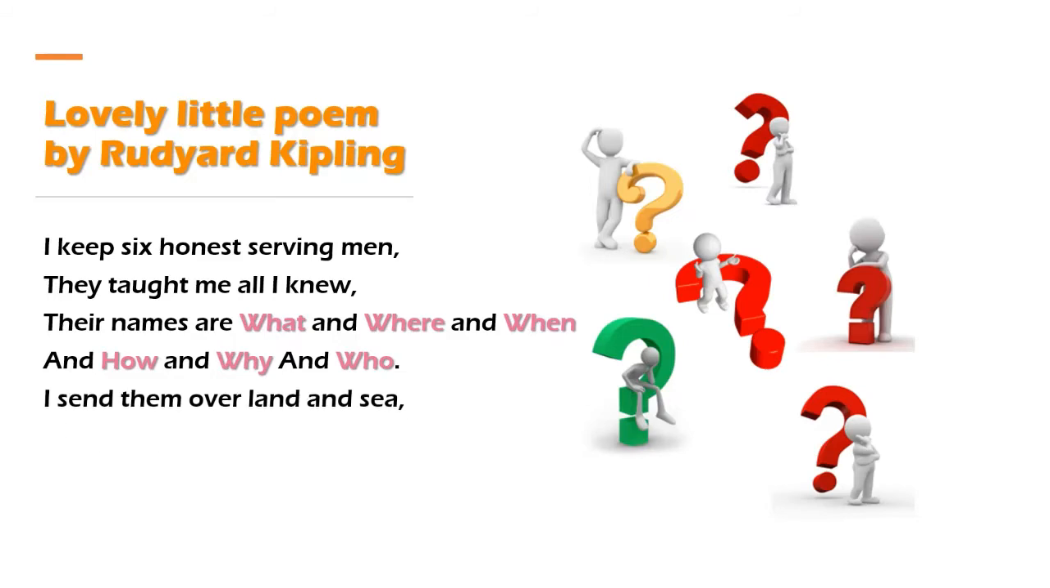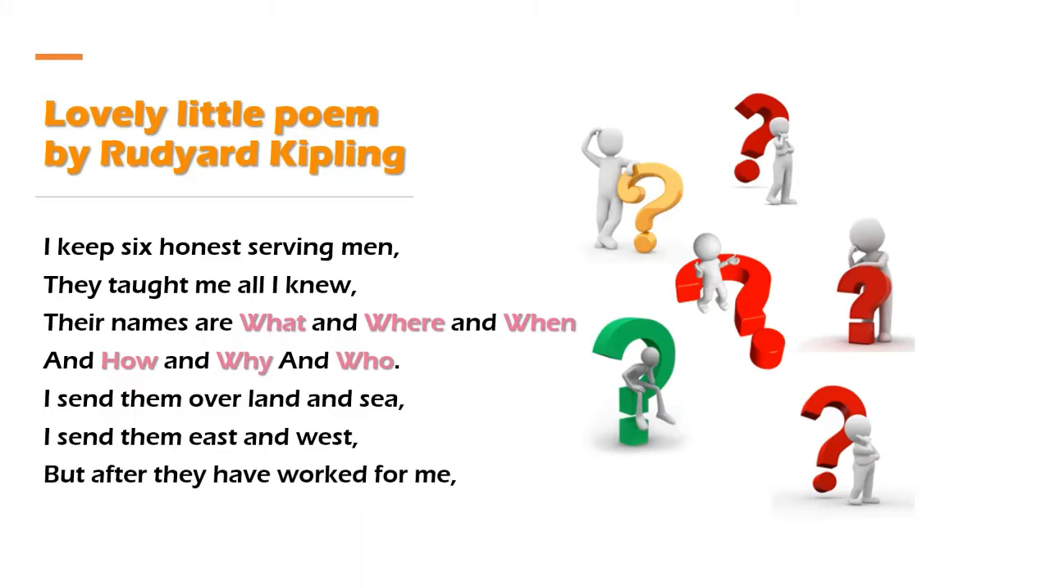I send them over land and sea. That means I have sent them everywhere in the world. I send them east and west, all around everywhere. But after they have worked for me, I give them all a rest. What work they do for us, we are going to see in this chapter. Let's start with it.